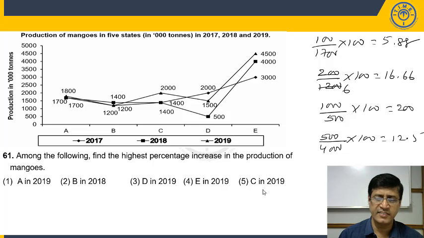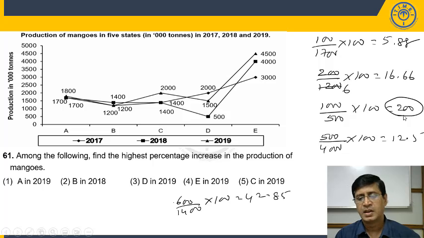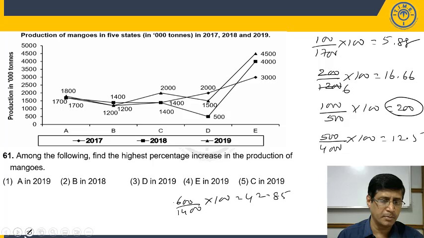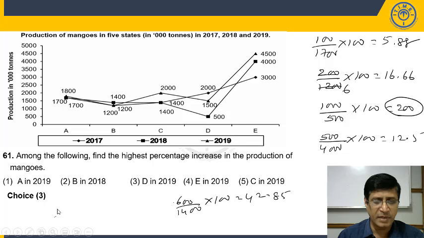Then what is the C value? The value of C in 2019. 2019 means 2000 upon 1400. So 2000 minus 1400 means it is 600. So 600 by 1400 into 100. Simplify this, you will get 42.85%. Of these values, which is the greatest, means here 200% is the greatest, that is option number 3. So the value of D in 2019, its percentage increase is highest.